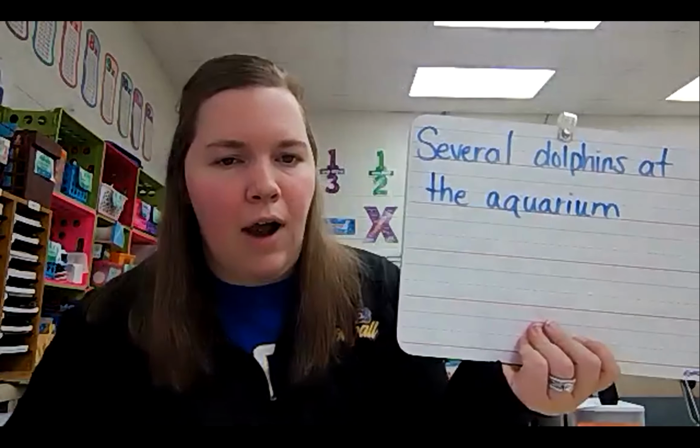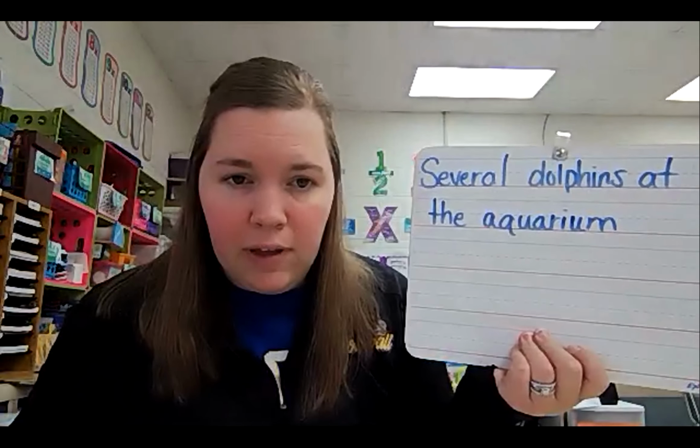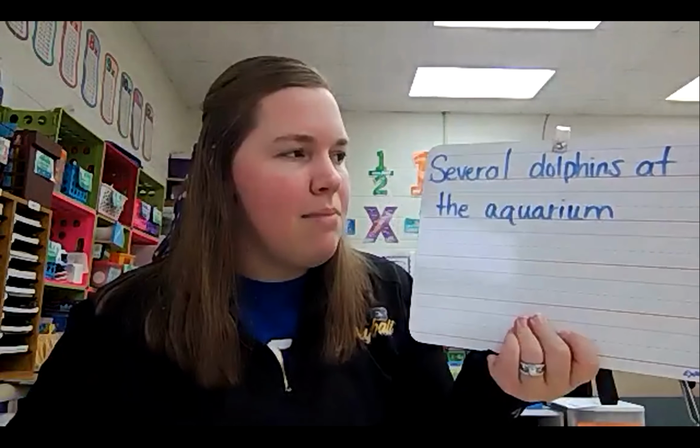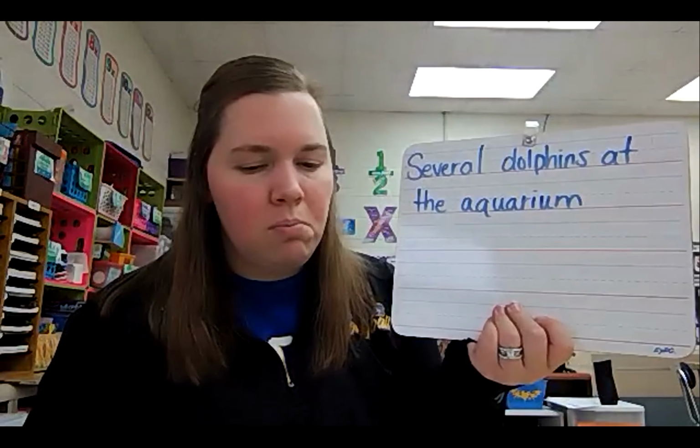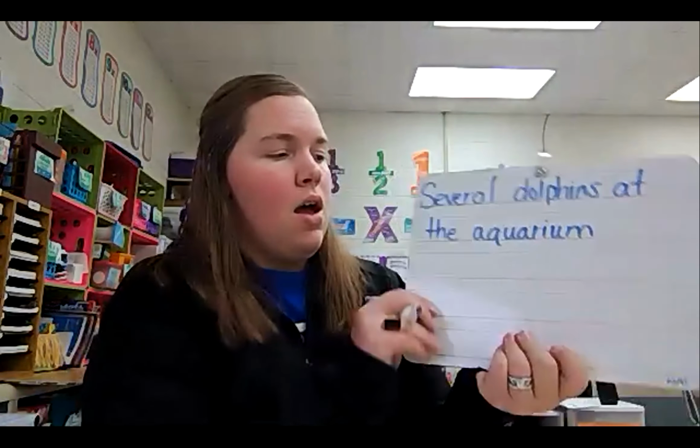An example could be: several dolphins at the aquarium. This would be a fragment. There is a subject, dolphins, but there's nothing telling us what they did. This doesn't make complete sense. So this would be a fragment. It's missing the predicate.